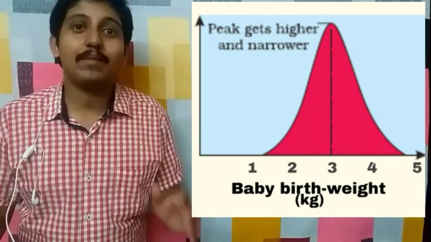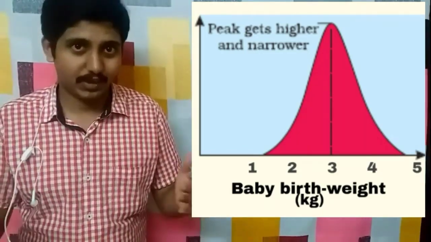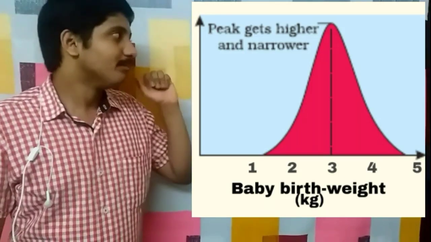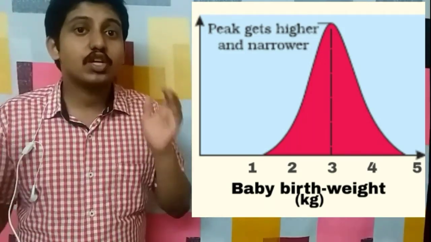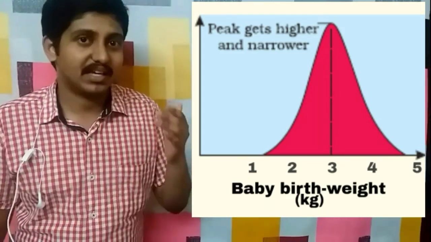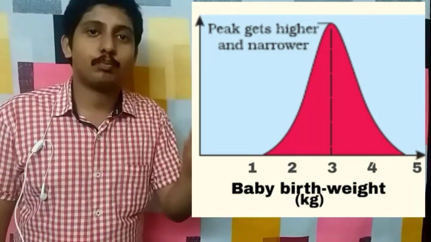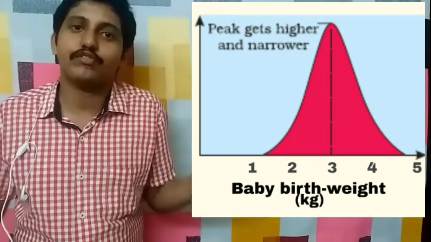Okay, now let's understand some real life examples. First of all, for stabilizing selection, we have the phenotype of human baby weight at the time of birth. So the birth weight which is usually favored for better survival is between 2.5 to 3.5, or just 2 to 4 kilograms.